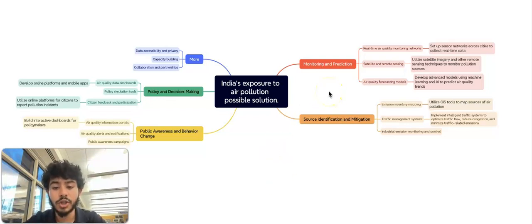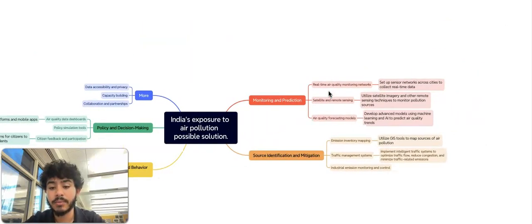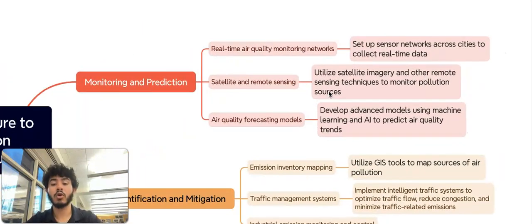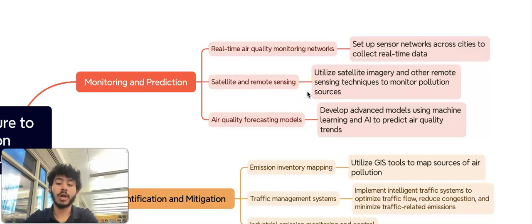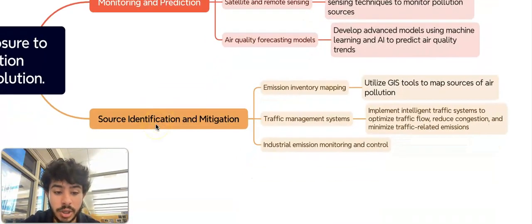Number one, monitoring and prediction, like real-time air quality monitoring networks. In order to do this, you have to set up sensor networks across cities to collect real-time data of the air quality. Then satellite and remote sensing, utilizing satellite imagery and other remote sensing techniques to monitor air pollution sources, as well as air quality forecasting models. This helps develop advanced models using machine learning and AI to predict air quality trends. So this is within monitoring and prediction.